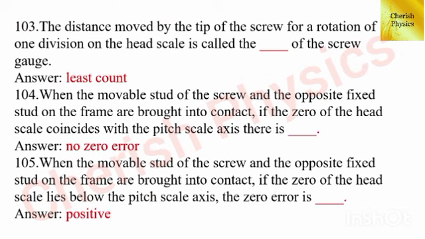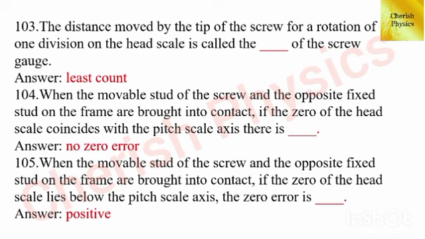The distance moved by the tip of the screw for a rotation of one division on the head scale is called the least count of the screw gauge. When the movable stud of the screw and the opposite fixed stud on the frame are brought into contact, if the zero of the head scale coincides with the pitch scale axis, there is no zero error.